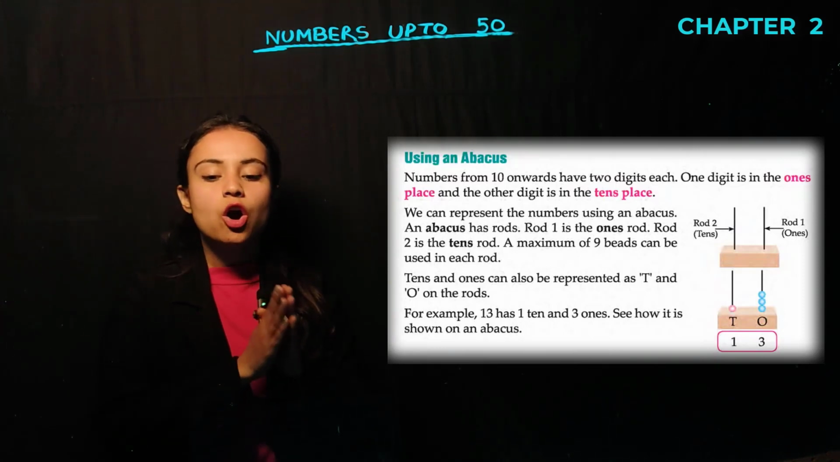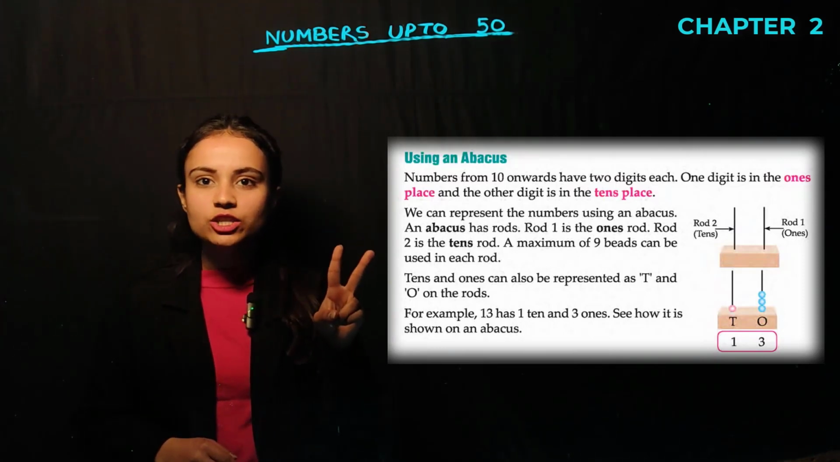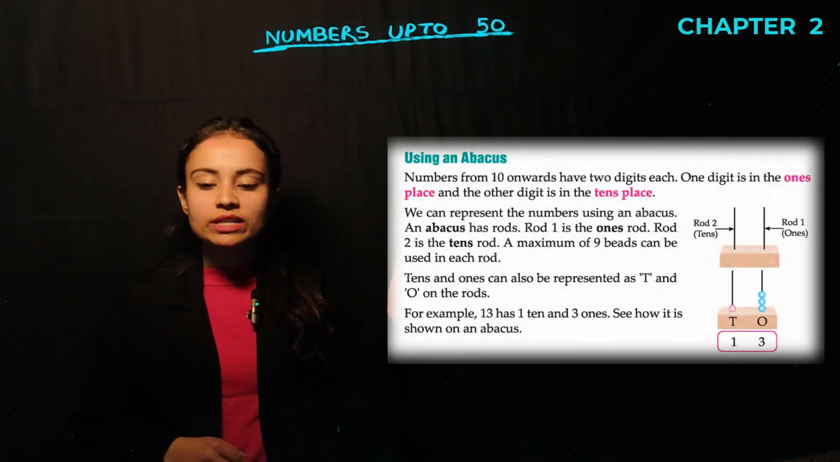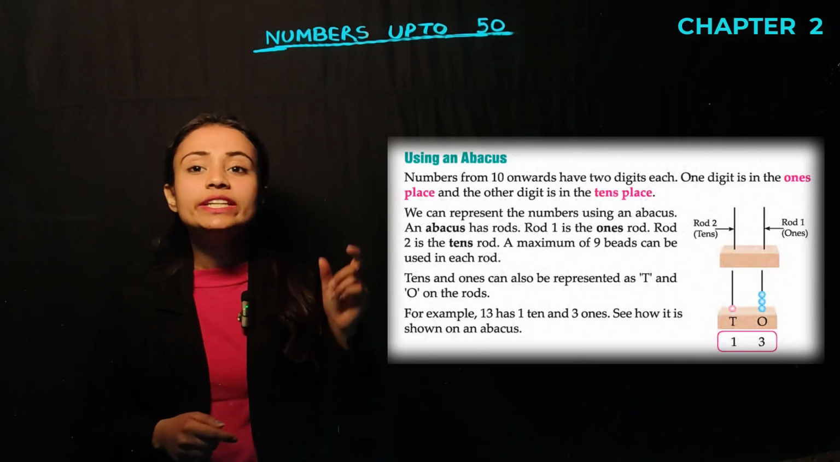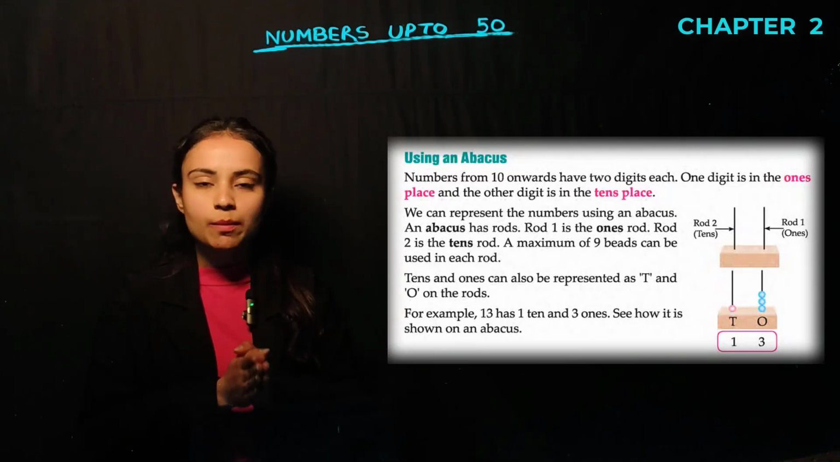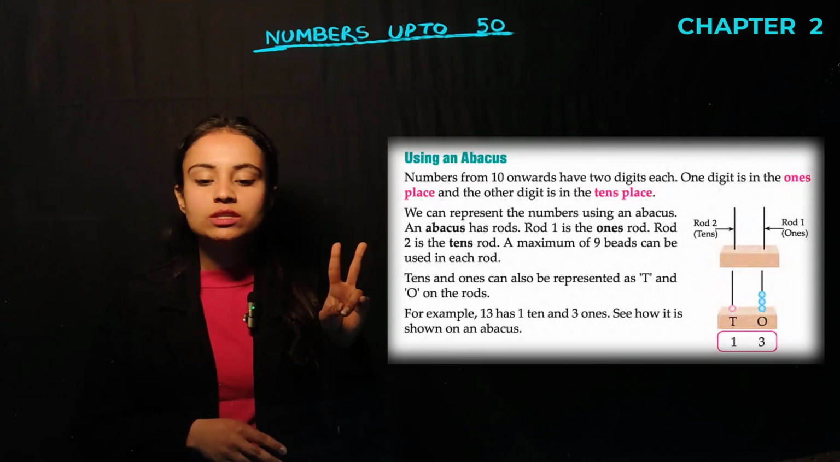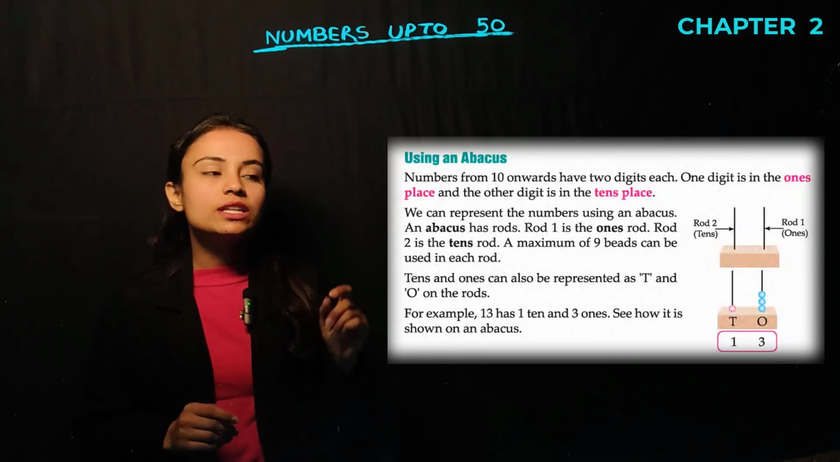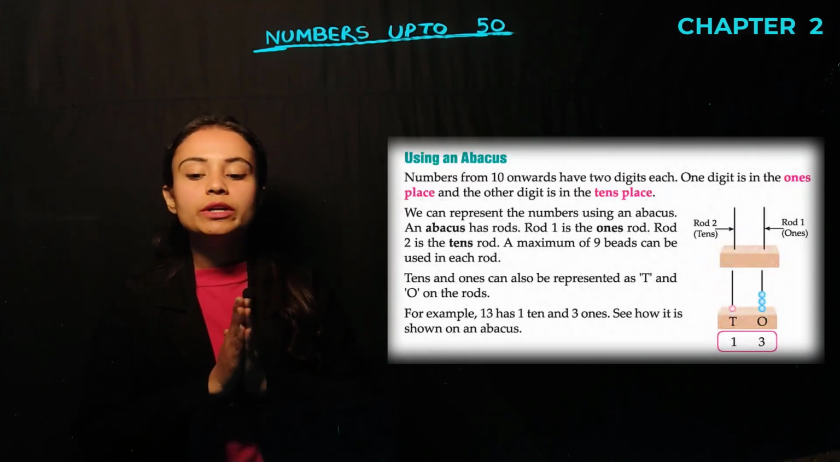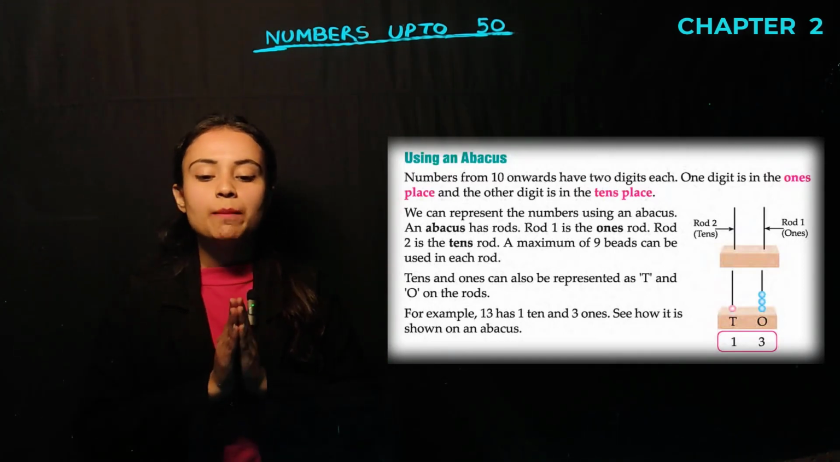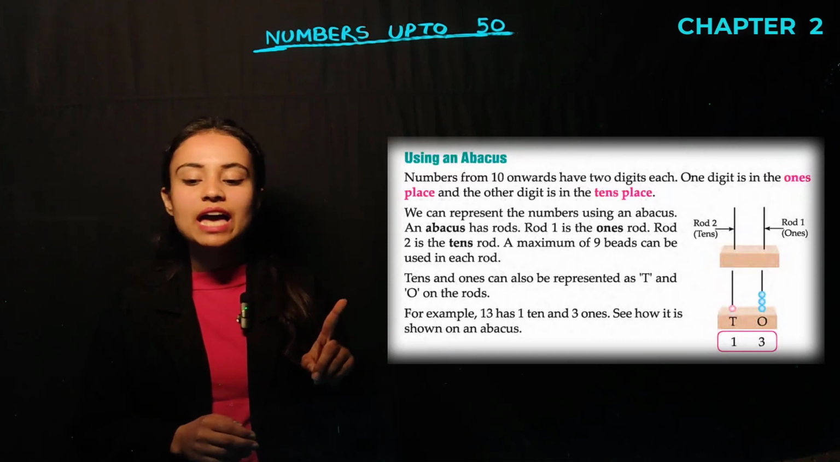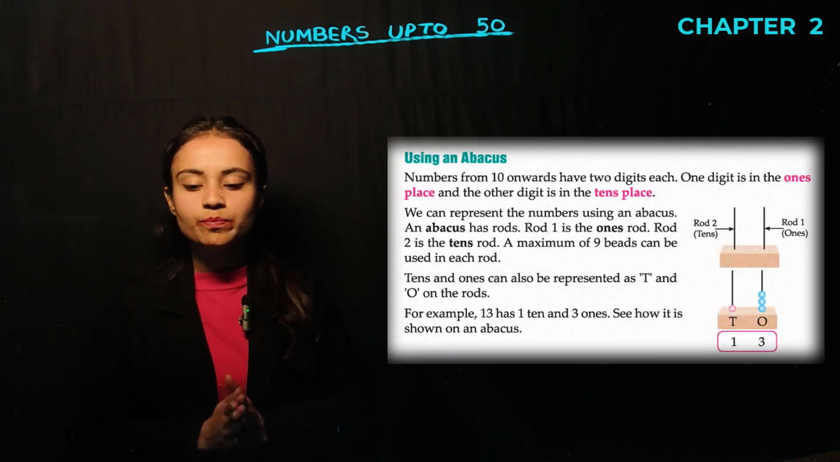Numbers from 10 onwards have 2 digits each. One digit is in the ones place and the other digit is in the tens place. We can represent the numbers using an abacus. An abacus has 2 rods. Rod number 1 is the ones rod and rod number 2 is the tens rod. A maximum of 9 beads can be used in each rod.